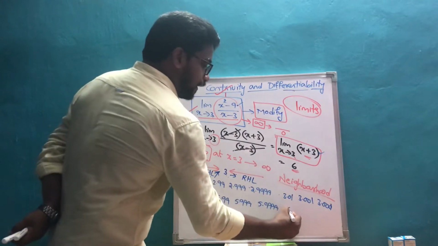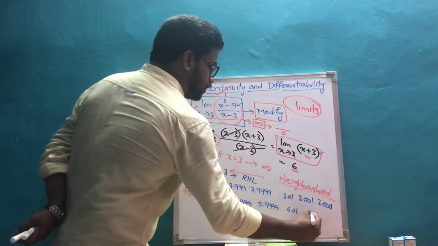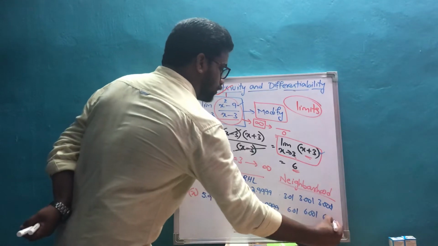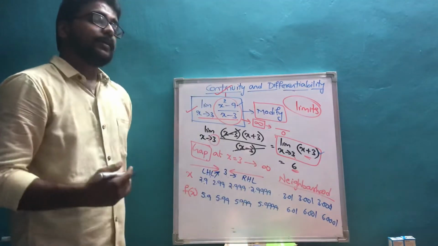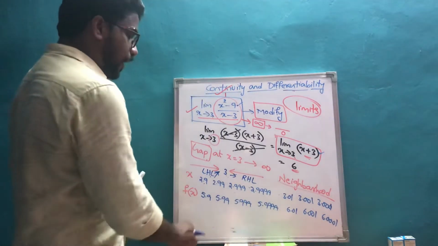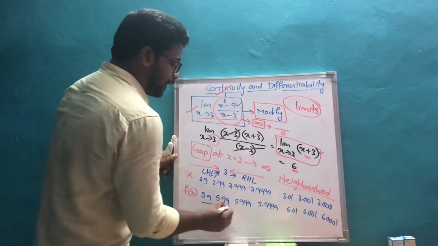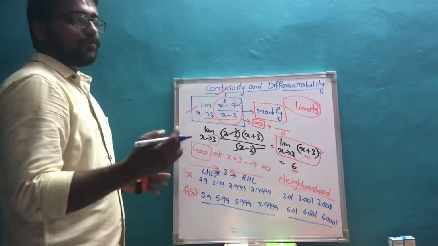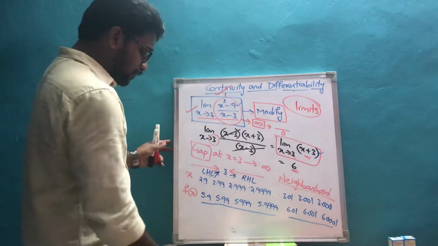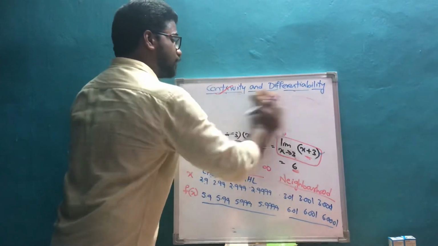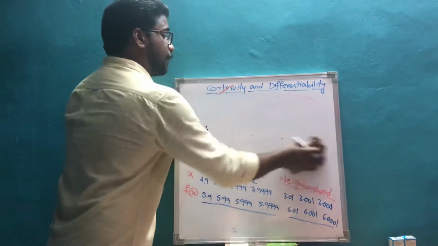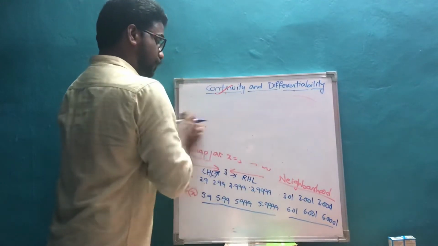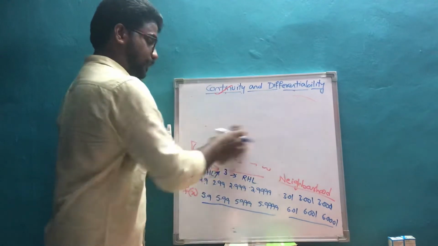And even from the right side you will be getting 6.01, 6.001, 6.0001 and so on. So just try to imagine these values here, 5.999 and so on, 6.00001 and so on. So what is happening here? From the left side as well as from the right side you are approaching towards the 6 only. How can I say that?